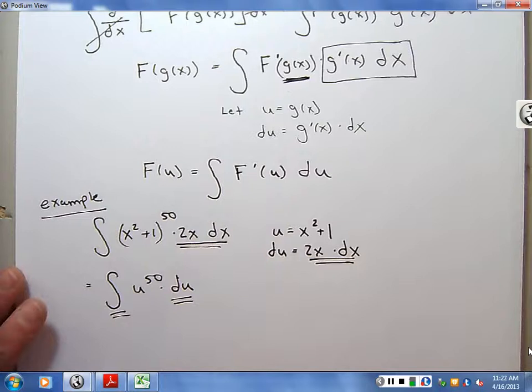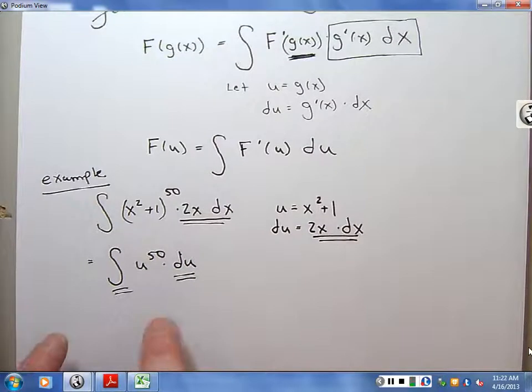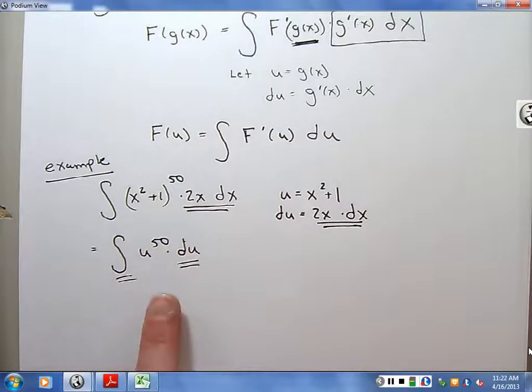Do you see at this point I have only an integral in terms of u? You have a problem if your integral is in terms of u and x, or u and a dx. You know that you've done something wrong in the previous step, or you didn't make the right u substitution. It has to cancel and only be in terms of u. But now, this is a very easy integral to integrate.